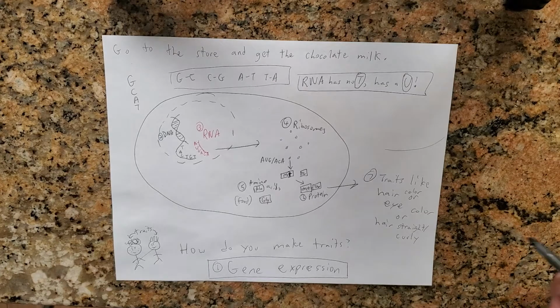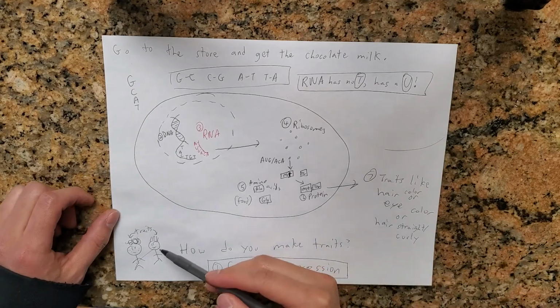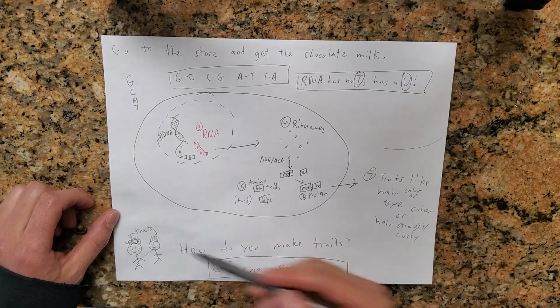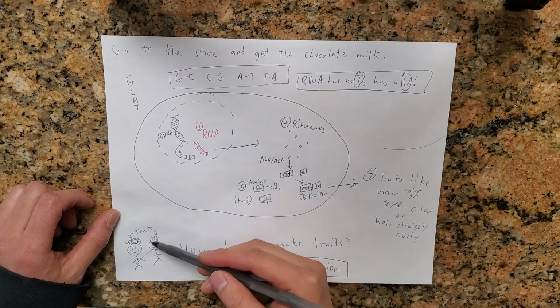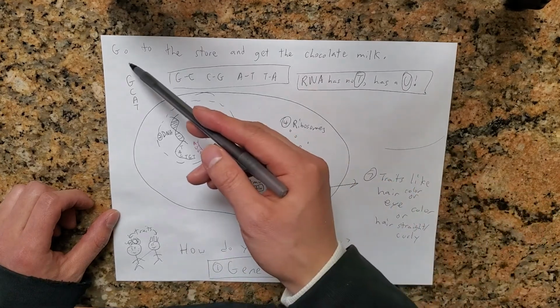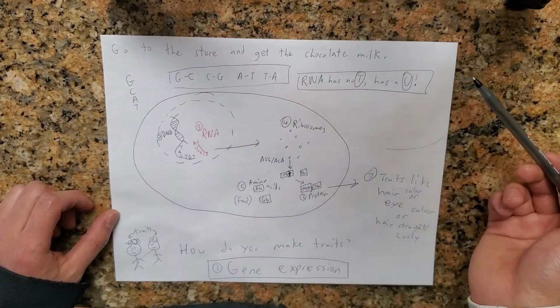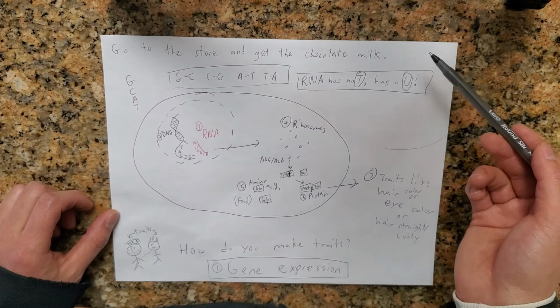If you look around you, every person might have slightly different traits. So how do you make these different traits? Like, how come some people have straight hair, some people have curly hair, some people have different colored hair? Here's an example. If I give you the instruction of go to the store and get chocolate milk, that's an instruction and tells you what you need to get from the store.